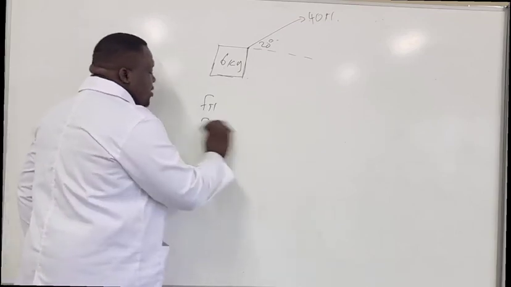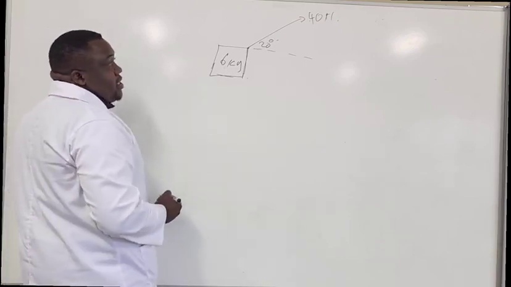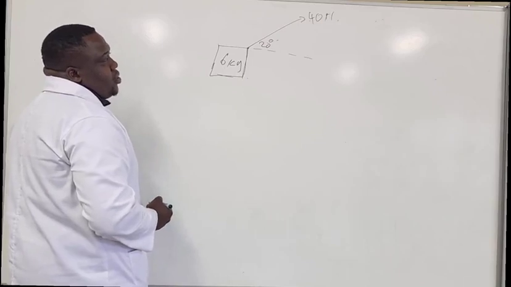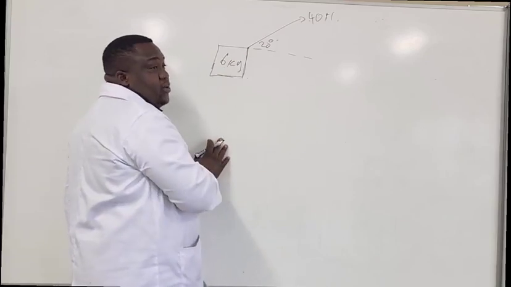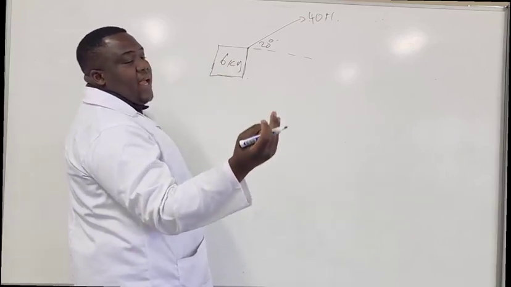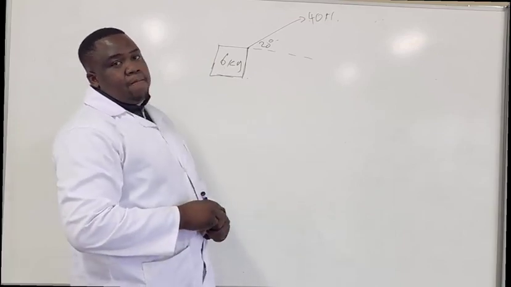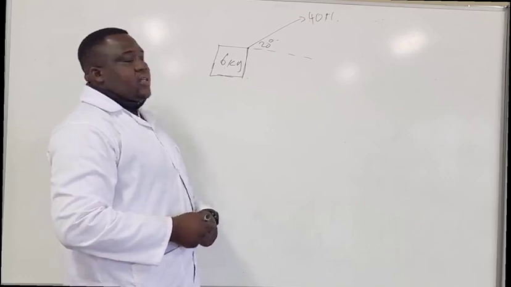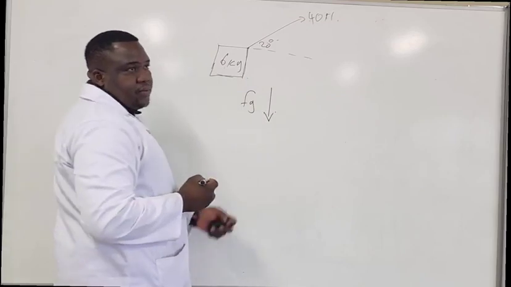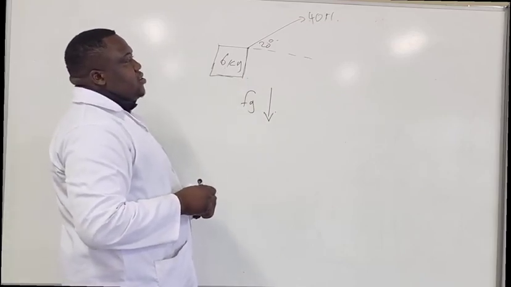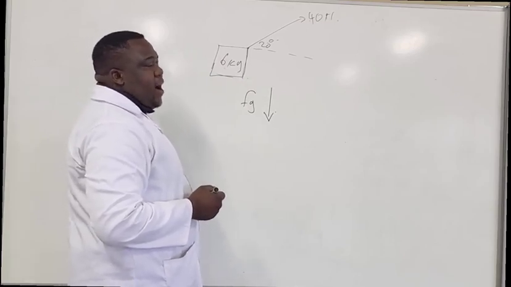Okay, so now let us see what we do. In this case, how do we solve it? We have the gravitational force, the Fy component, and the normal force. What is the direction of the gravitational force? The gravitational force is going to point down. Right?